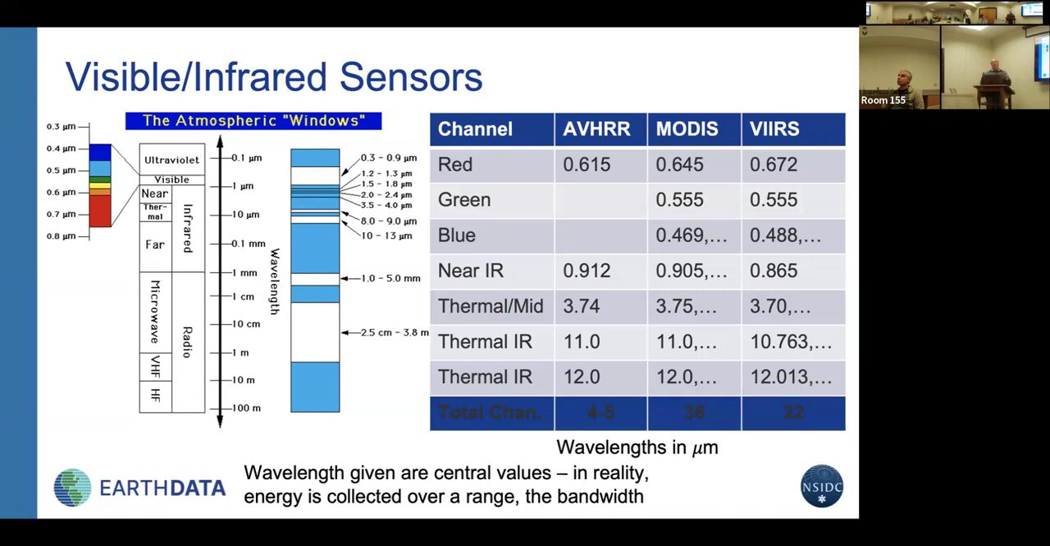And these are, again, the central values. There is a spread of the energy that it's getting. It's not only that one number, and that bandwidth can vary, but that's what's typically used. And so you've got red, green, and blue, and then these infrared channels.